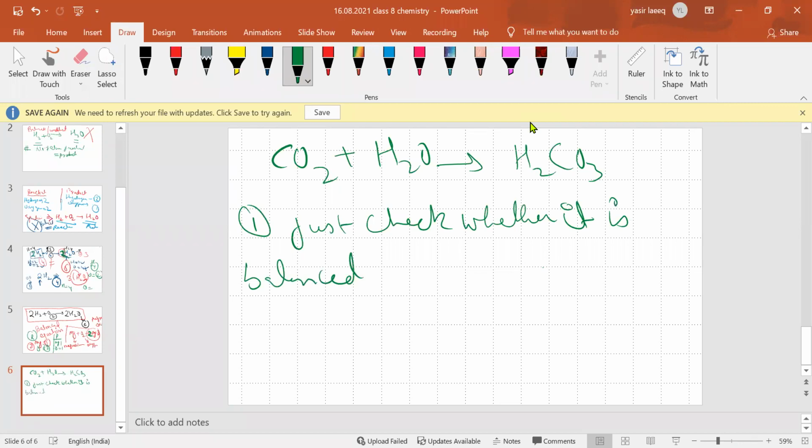No, sir, it's not balanced because in the reactants, it's 2. The CO is 2, and in the result it is 3. Okay, calcium carbon is 1 here. Oxygen, how many oxygen is there?